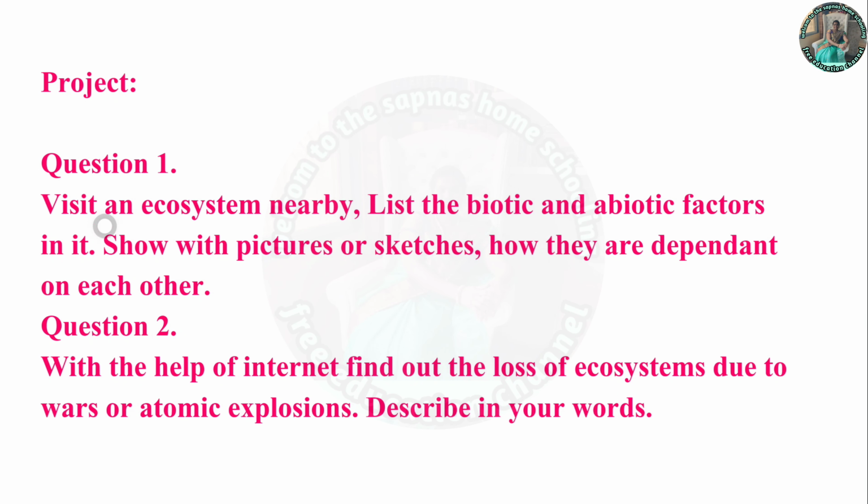Now project. Question 1. Visit the ecosystem nearby. List the biotic and abiotic factors in it. Show with pictures or sketches how they are dependent on each other. Question 2. With the help of internet, find out the loss of ecosystems due to wars or atomic explosions.